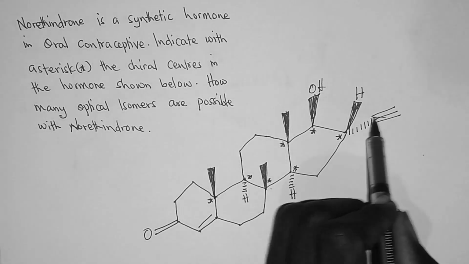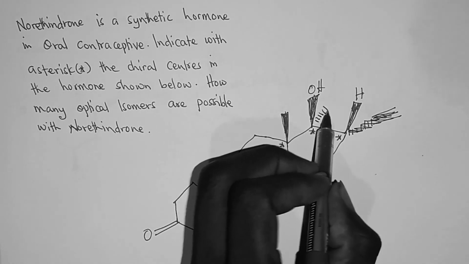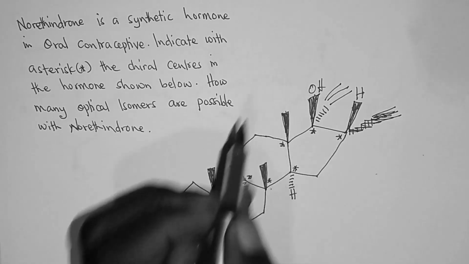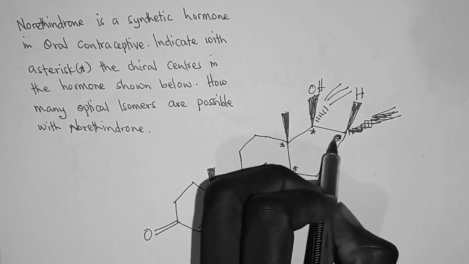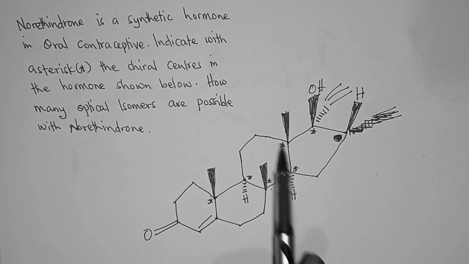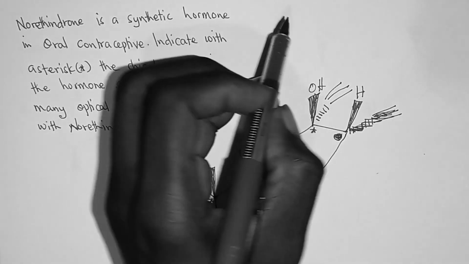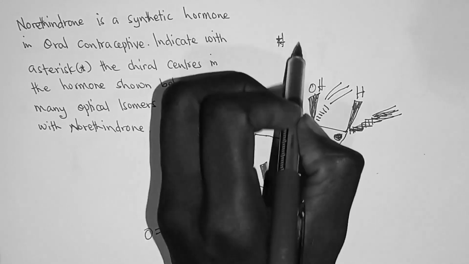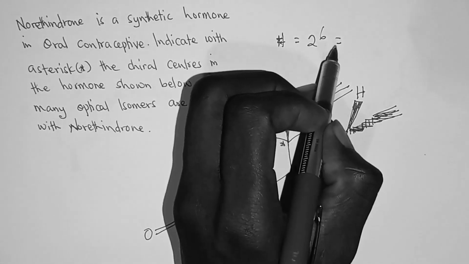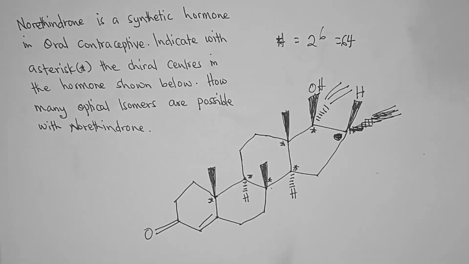Sorry, I made a mistake. This part of the molecule is not supposed to be there, but rather that part of the molecule is supposed to be here. And therefore, this is not an optical center. So the number of optical centers in norethindrone is 1, 2, 3, 4, 5, 6. 6 optical centers, and therefore the total number of optical isomers that norethindrone can have is 2 exponent 6, and 2 exponent 6 is equal to 64. Therefore, norethindrone can have 64 stereoisomers.